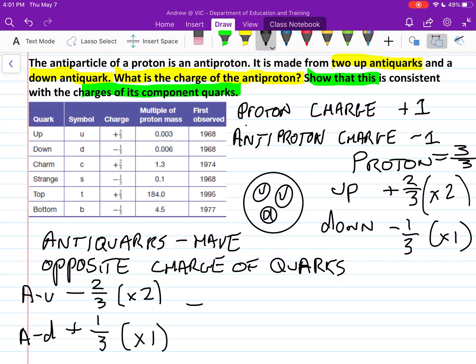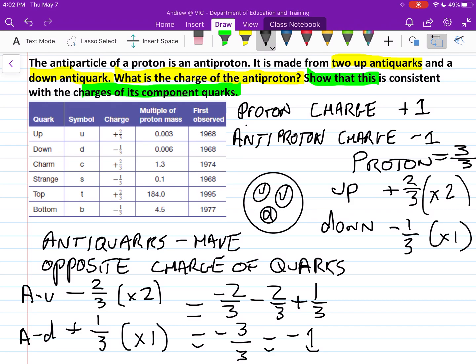So we just need to put all these together. It's minus 2/3 minus 2/3 plus 1/3. Hopefully you can do some simple maths with fractions there, and that will equal negative 3/3, which simplifies down to negative 1.